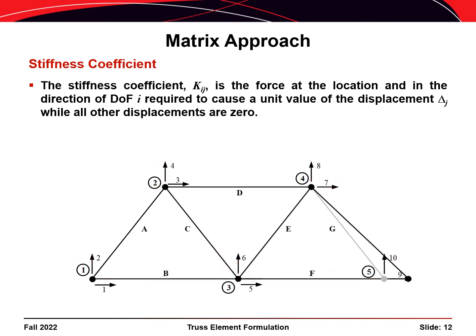Finally, if we impose a unit displacement to degree of freedom number 9 while holding all other degrees of freedom equal to 0, then of course we need a force F99 to move node 5 1 unit to the right. We would need a force F sub 10,9 to keep that node from moving vertically, and we would need forces at node 4 and node 3 to keep those two nodes from moving as well.